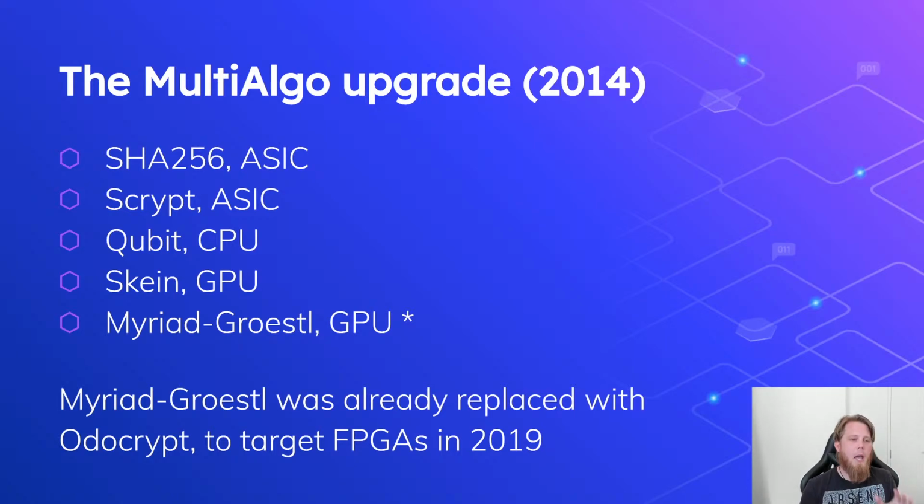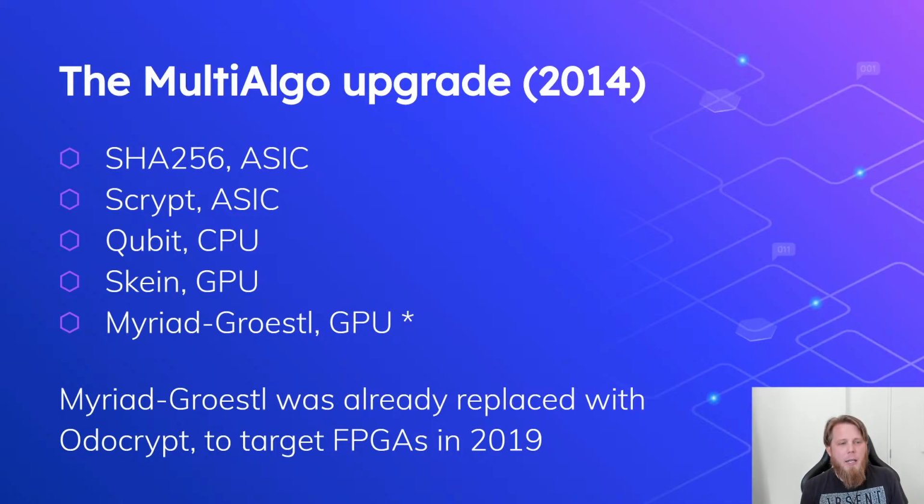as we did it. But at the time, the 5 different algorithms that were chosen with a broad coverage of different hardware types were SHA-256, first of all, being the Bitcoin algorithm. This was ASIC mined. There was also scrypt, the Litecoin algorithm, which we retained effectively. This was also ASIC mined. The Qubit algorithm, which was CPU mined. The Skein algorithm being GPU mined, and the Myriad-Groestl algorithm being GPU mined as well.